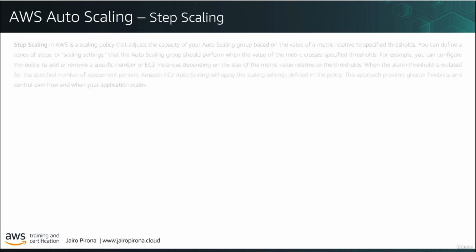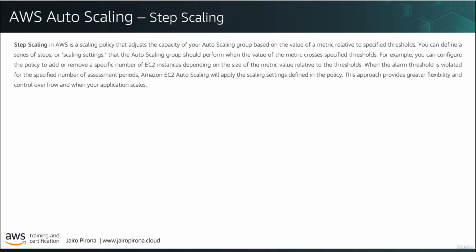The last type of policy is step scaling. This policy is an advanced strategy that allows the capacity of an auto-scaling group to be adjusted according to the magnitude of a specific metric. So, instead of a fixed setting, this policy allows you to define a series of steps or scaling settings that vary according to the size of the deviation from the target metric.